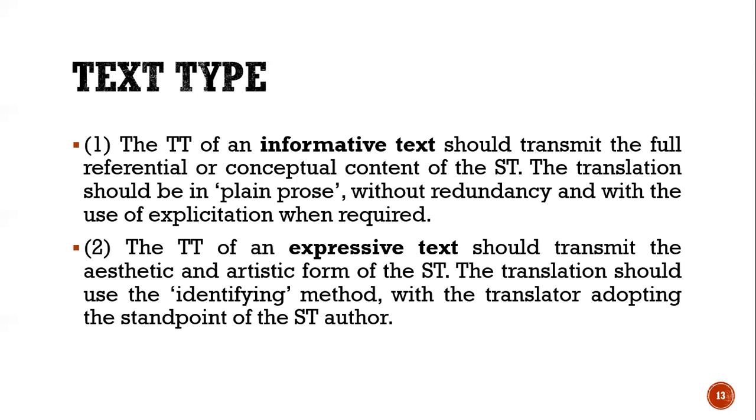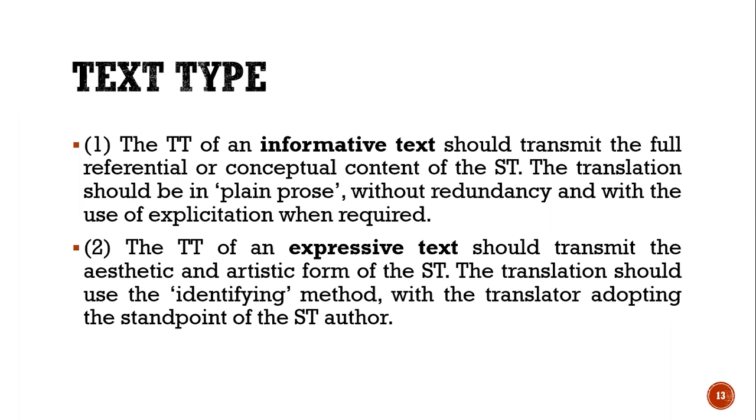And the target text of an expressive text should transmit the aesthetic and artistic form of the source text. The translation should use the identifying method with the translator adopting the standpoint of the source text author. So you see, the source text author's standpoint, you have to consider it. And also the aesthetic and artistic form of the source text, you have to transmit that. Maybe it's not possible to transmit all of it because English and Bangla or French and Bangla or German and Bangla have different kinds of syntactic structure, and semantically sometimes they're also different. And vocabulary is obviously different. Because of all these linguistic differences, maybe it's not possible to transmit all the aesthetic or artistic form of the source text into the target text, but still you have to try it because it's suggestive.